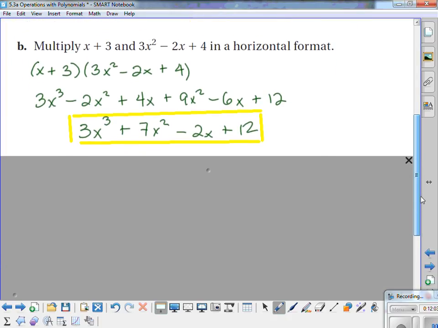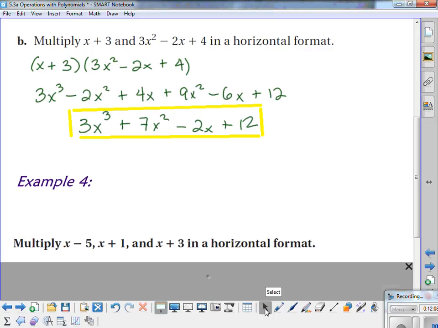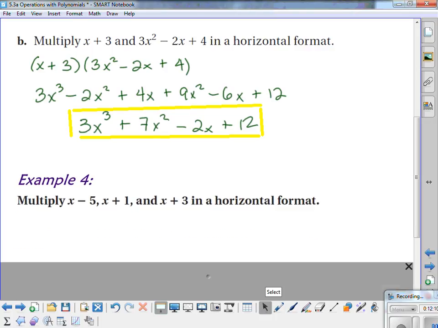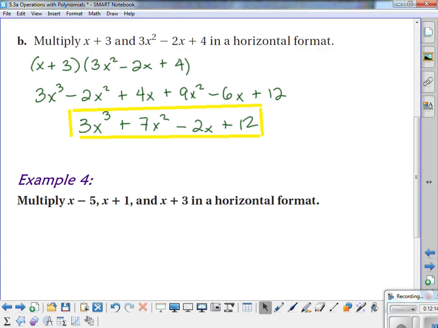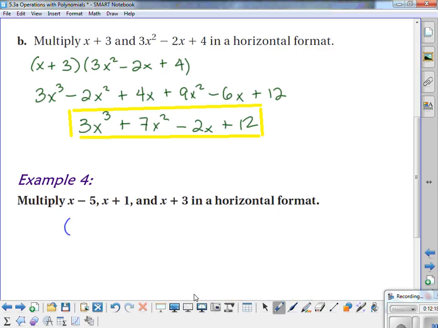The other thing you might see tonight as you do your homework is multiplying together 3 binomials. But again, it's just the distributive property. So we've got x minus 5 times x plus 1 times x plus 3. What you want to do is go ahead and distribute your first two and get an answer. So why don't you figure out what that is when you multiply those first two together.